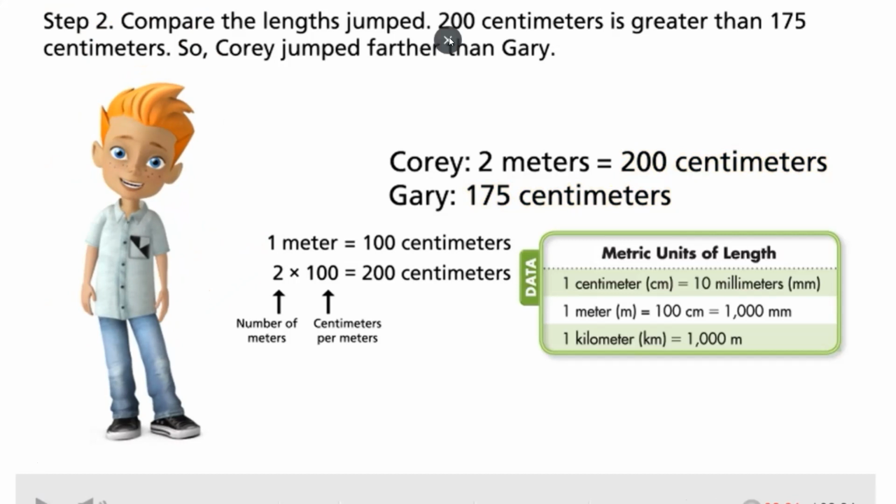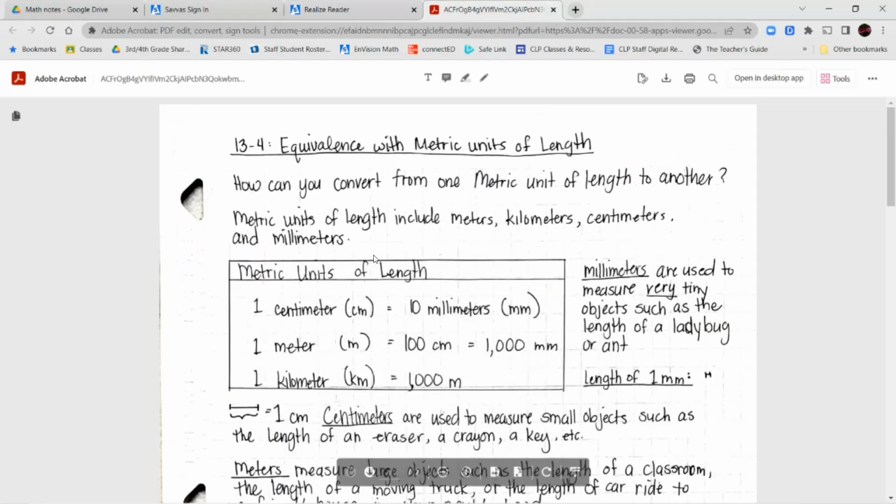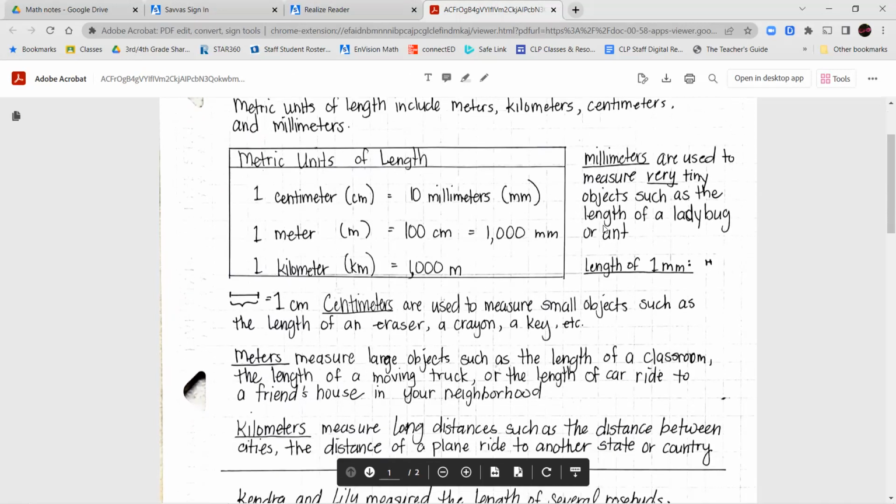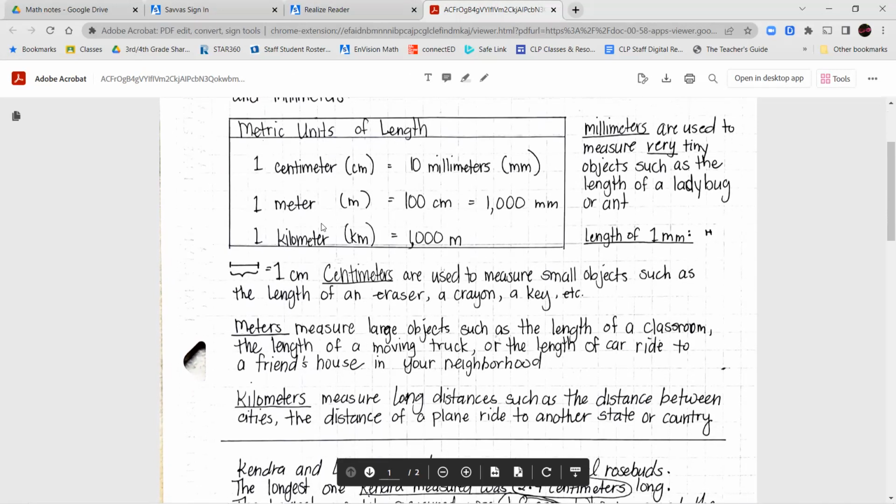All right, let's go ahead and jump into our notes and our guided practice together. Now for lesson 13-4, we're working with equivalences in the metric system, specifically units of length. So the metric units of length are meters, kilometers, centimeters, and millimeters. And this is how we convert.